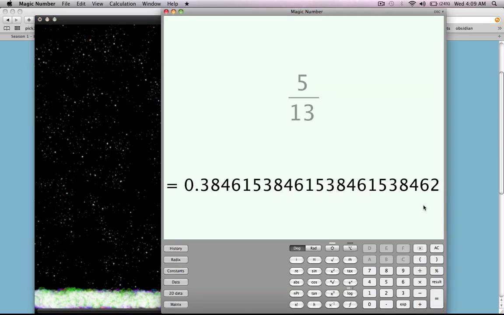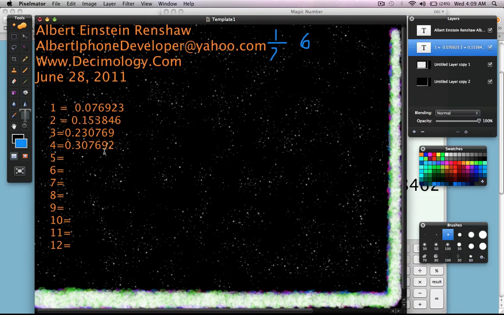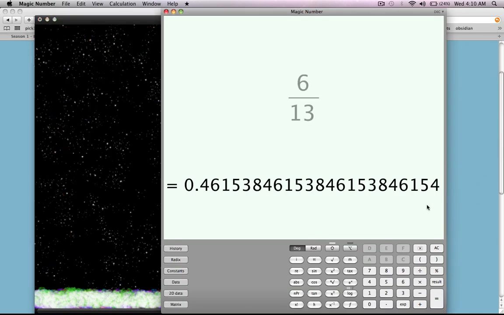And then 5/13. This one should go back. Alright, so now we're on the other pattern that was repeating. We start on the 3846. So 0.3846, 384615, and 6/13. We're on the 384615 again. We start on the 4.